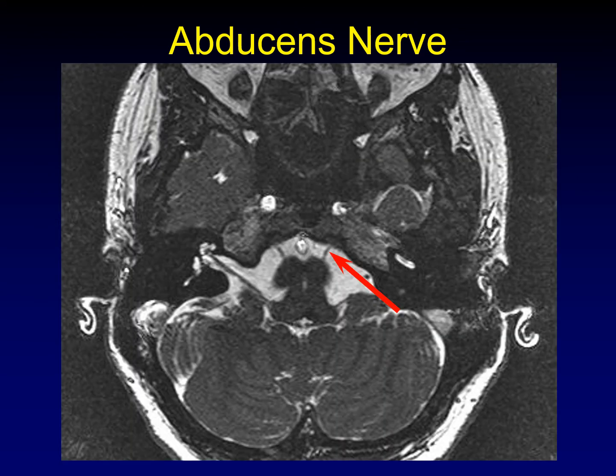Here's where you're going to see it on axial imaging, steady-state free precession imaging here, and you're going to see it emerging just from the undersurface of the pons and coming obliquely forward towards the back of the clivus. It's a relatively small nerve.